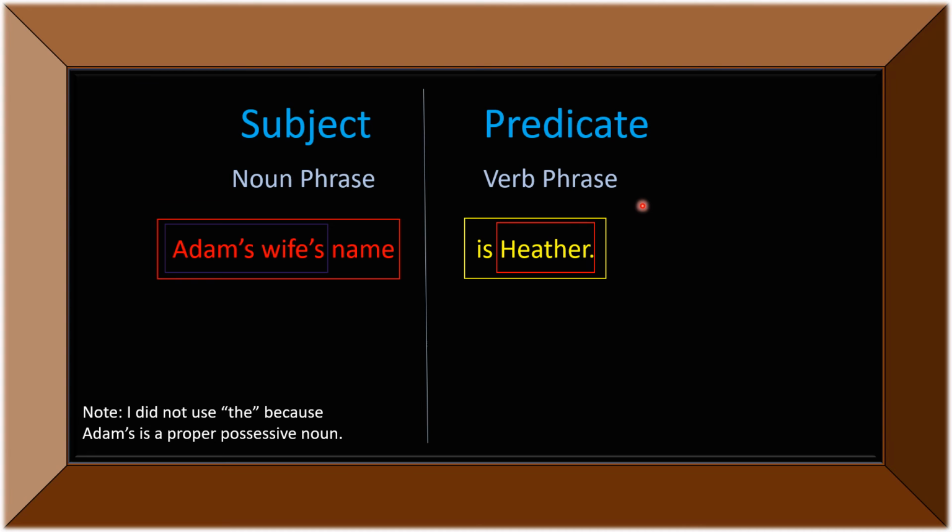Is Heather is the verb phrase and the predicate of the sentence. Is a verb, a stative verb, a linking verb, intensive verb. Heather is a predicate nominative, also known as predicate noun, a concrete noun, a countable noun, a singular noun, and a proper noun. As this is a declarative sentence, it ends with a period.